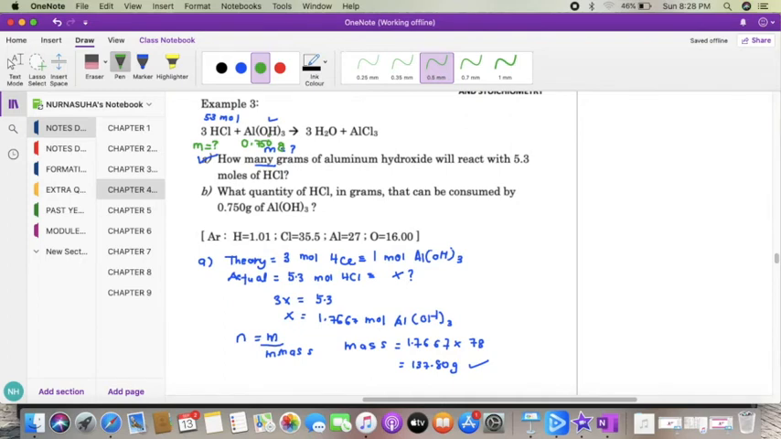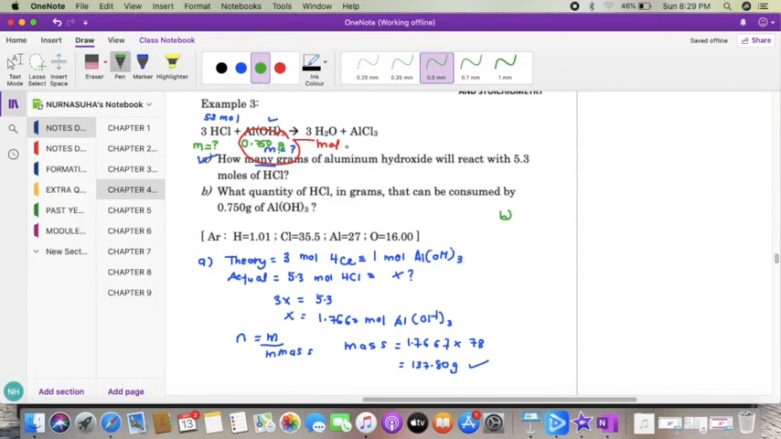So, still the same concept. Cuma kali ni kena ada extra step sikit, sebab you diberi dalam bentuk mass. So kalau you diberi mass, tolonglah tukar dia dulu jadi mole. No matter what, tukar dia jadi mole.